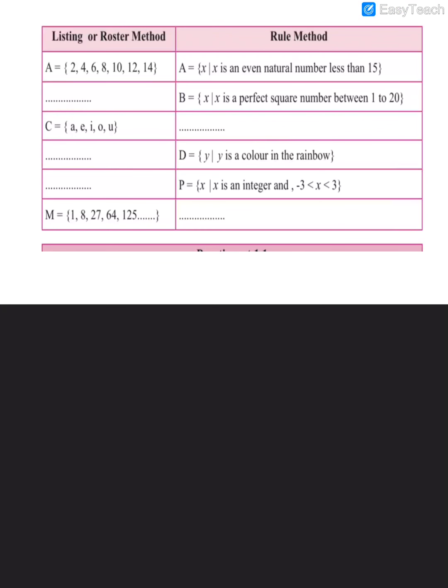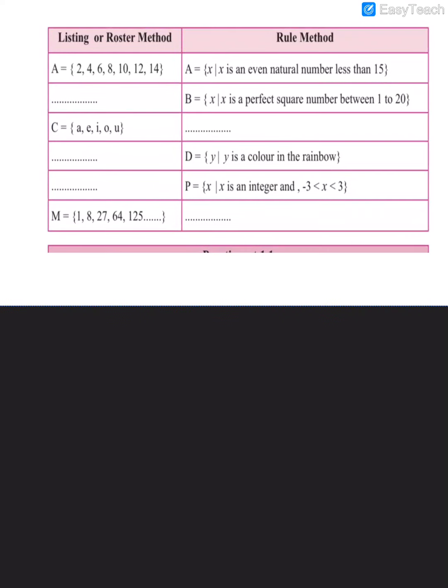So in this activity, we have been given the roster method and the rule or set builder method, and we have to fill the empty spaces. So you can see the second question. What is the second question? X is a perfect square number between 1 to 20. What are the perfect squares between 1 to 20? We can write it here.